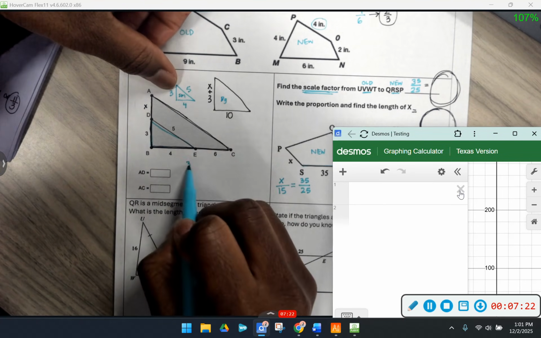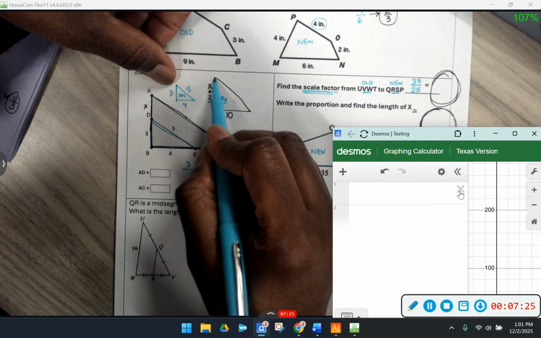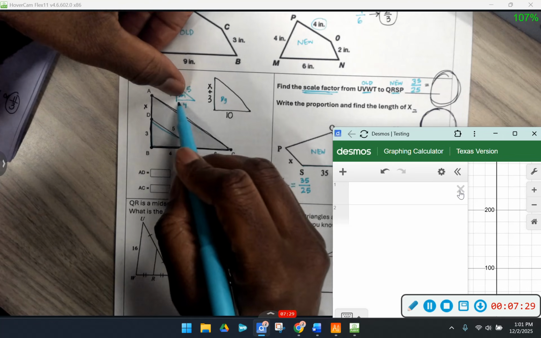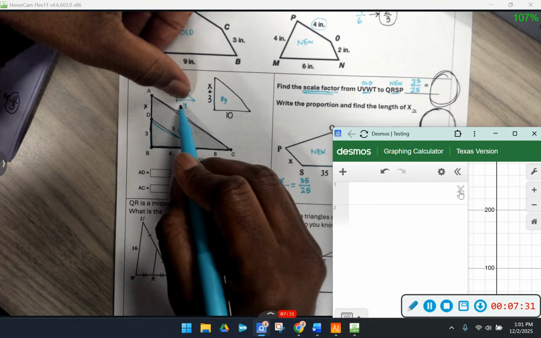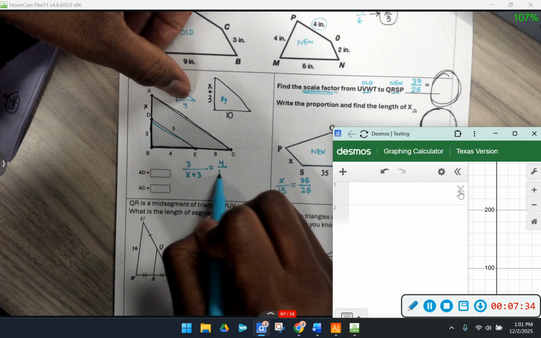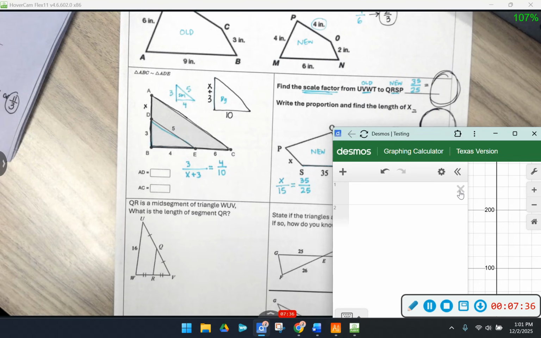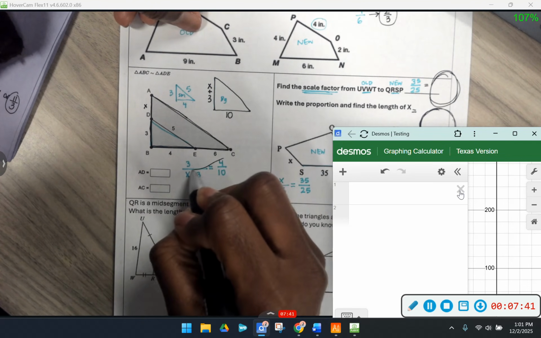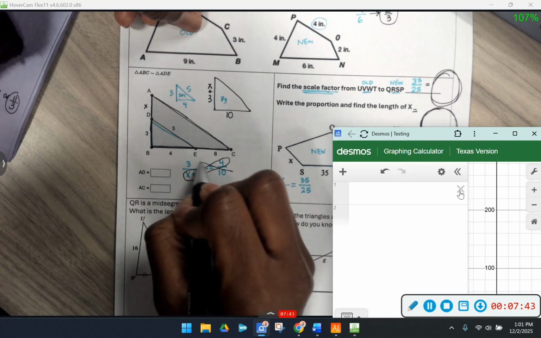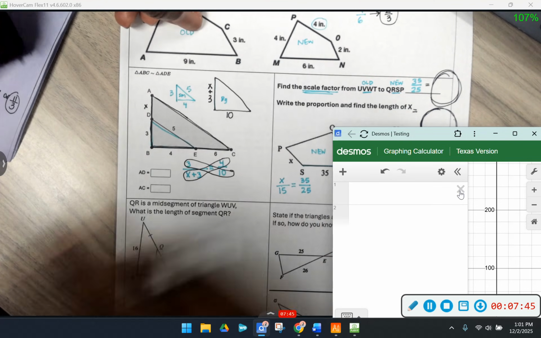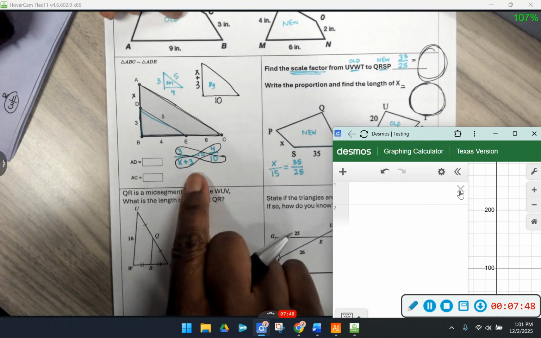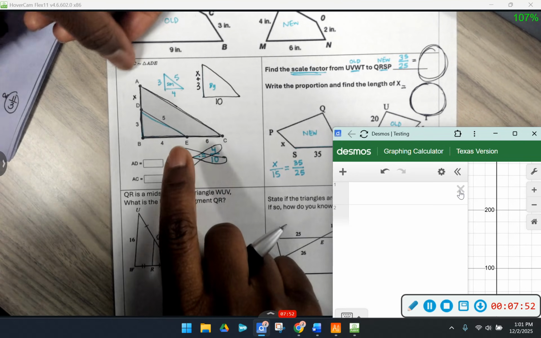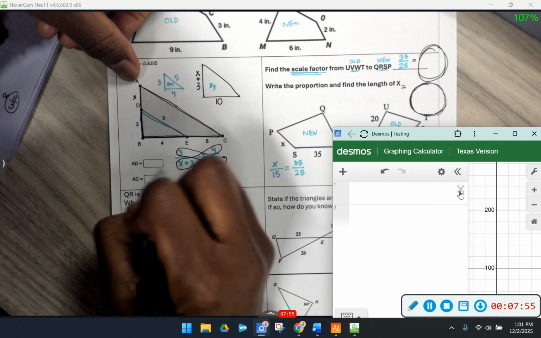So I got 3 over X plus 3 equals, I'm not going to use 5 because I don't know this side, so I have to use my 4 over 10. Now I'm solving for X by cross multiplying. So 4 times X plus 3 and 3 times 10. All right. From here, I'm hoping you can solve it by yourself. If you can't, in this case, you need to come on up and ask for help. But this is only going to help us to find AD.